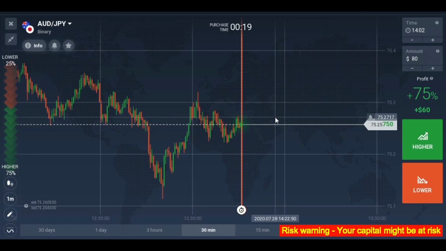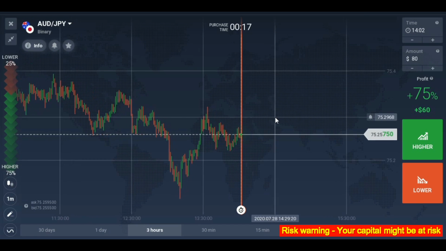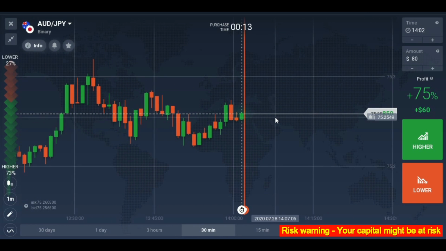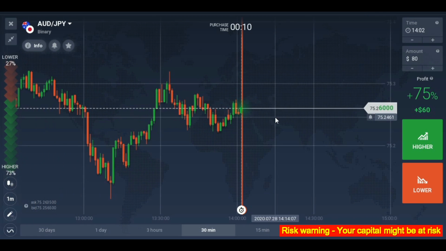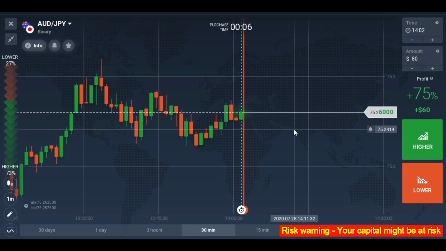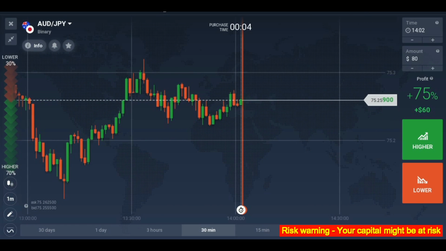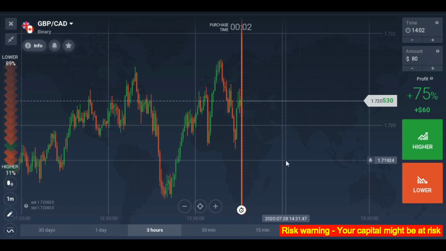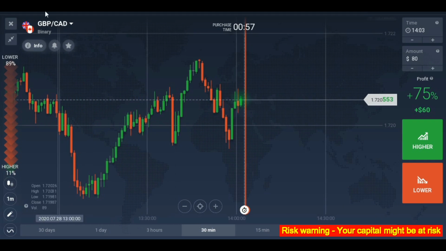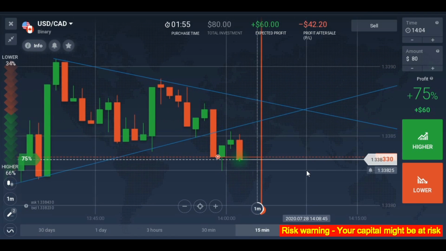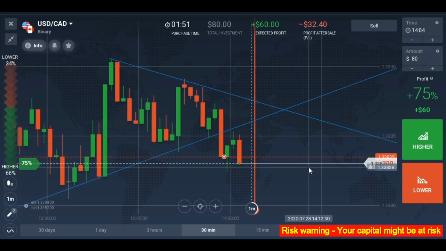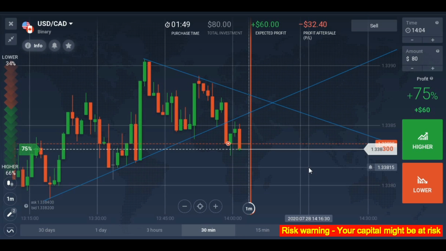I will change the chart. Okay, here the market is also ranging, so we will not take a trade here, and in this case it's also ranging, so we will stick with our chart here. As you can see, the trade is going in our favor, which is a good thing.